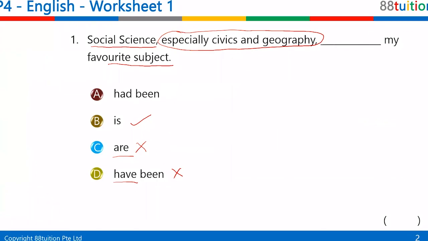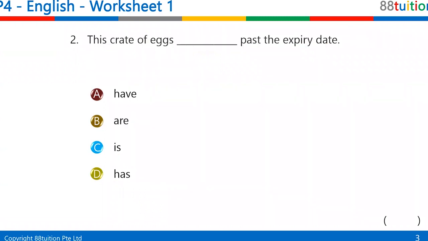Let's go next question. The answer is social science is my favorite subject. It's a fact. Had been is only when you talk about the past of the past. There's a story after that. Okay, let's look at the next one.